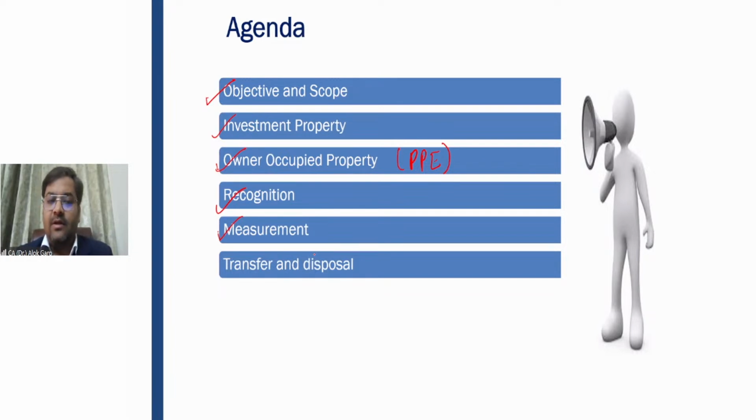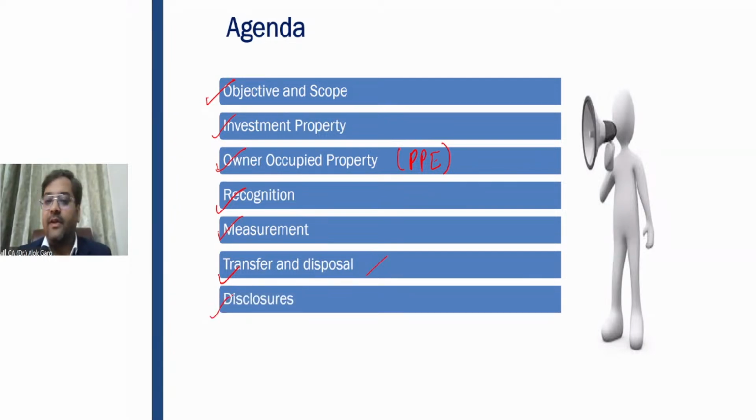Like in Ind AS 16, the initial recognition, initial measurement is at cost. The subsequent measurement is at cost or revaluation model. The same criteria was there in Ind AS 38 also, right? Then we will be talking about the transfer and disposal, which is a new concept. Transfer is a new concept under Ind AS 40, right? That if an asset is moving from investment property to inventory, if an asset is moving from investment property to property, plant and equipment, right? Or if an asset is moving from PPE to investment property, then what should be the accounting criteria, right? We are going to discuss about that. Then we will be talking about the disclosure part of investment property, right? So this is the agenda of this standard.